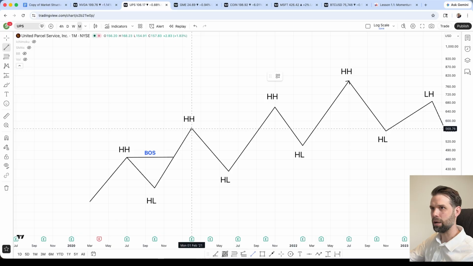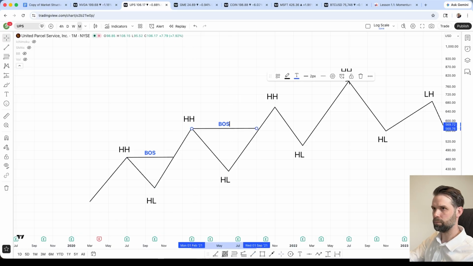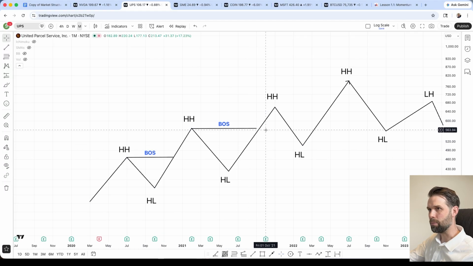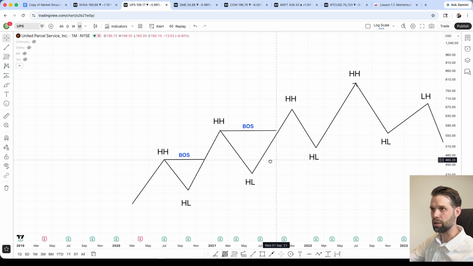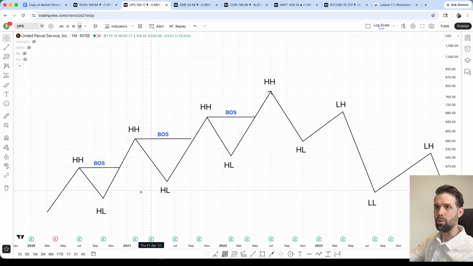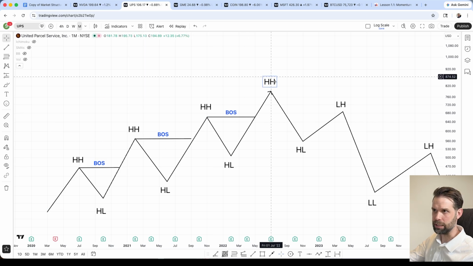And then we have another break of structure right here. When candles in this area start closing above this high, we have a BOS to the upside, we have trend continuation, and then we have another BOS right here. So this indicates trend continuation. We are breaking and closing candles above previous highs, indicating that the trend is continuing and we are continuing up.